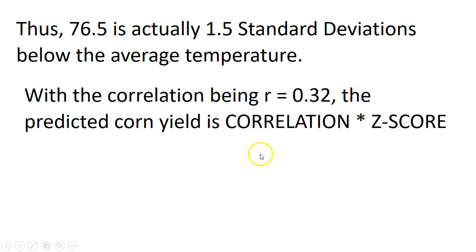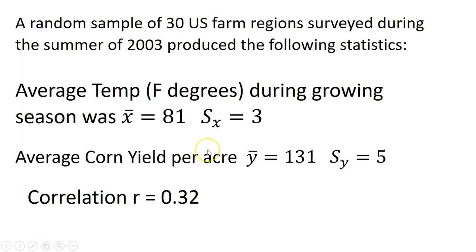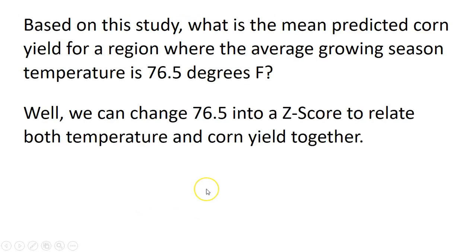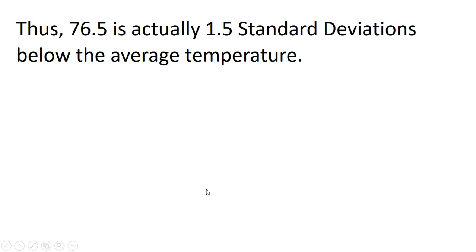Standard deviations above that. With the correlation being R equals 0.32, the predicted corn yield z-score is the correlation times the z-score. So I'm giving you this formula to help you figure out what the other z-score is. It's correlation times the z-score. Well, were we given that? Yeah, we were given the correlation right here. Then it's times the z-score. We can figure this out.